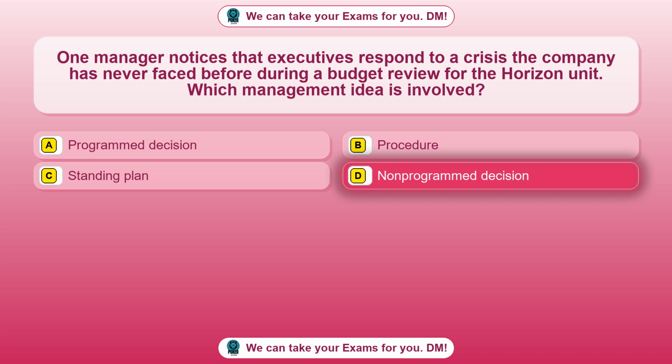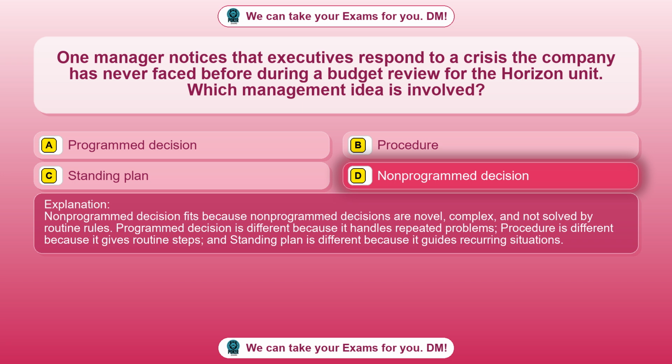The correct answer is option D, non-program decision. Non-program decision fits because non-program decisions are novel, complex, and not solved by routine rules. Program decision is different because it handles repeated problems, procedure is different because it gives routine steps, and standing plan is different because it guides recurring situations.